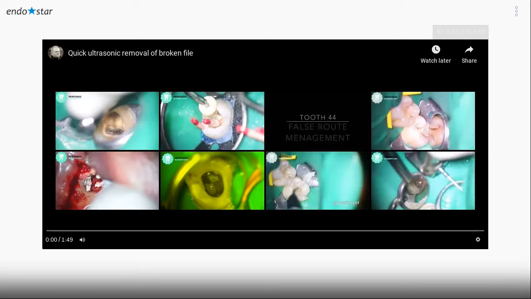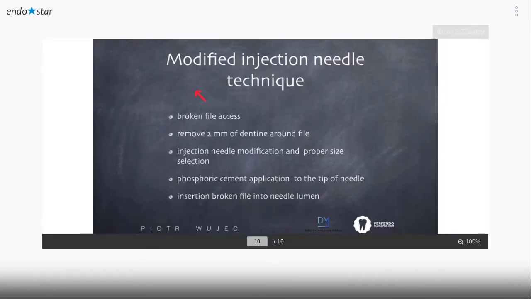But sometimes when the files are longer, I mean 4-5 millimeters long, we need to apply something like a BTR pen. But if we don't have a BTR pen in our office or another system ready to use to remove the broken instrument, we can do the homemade technique with the modified injection needle. So we also need to create a space, enlarge the canal, visualize the broken instrument, and then choose the proper size of the injection needle.